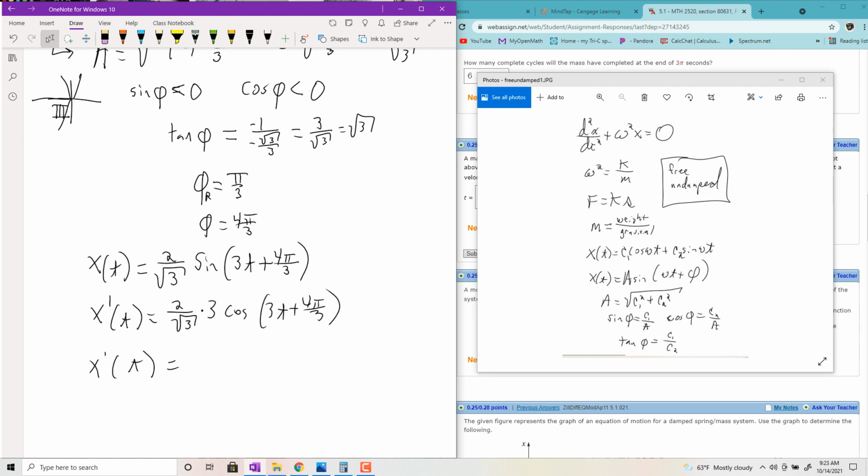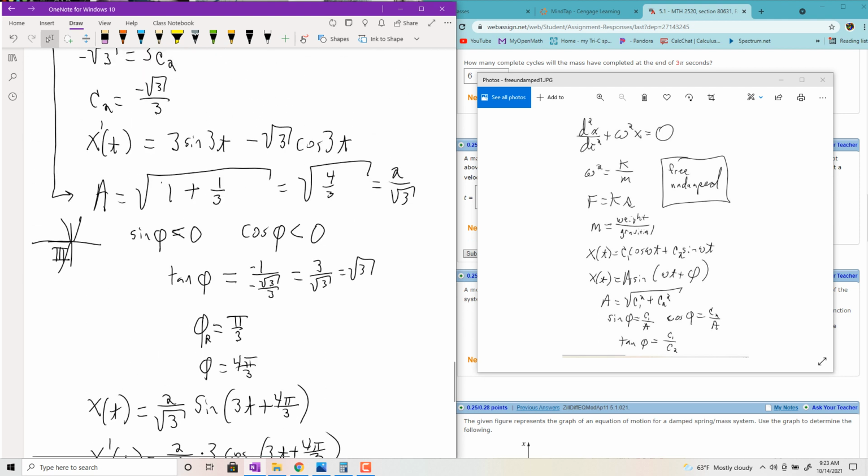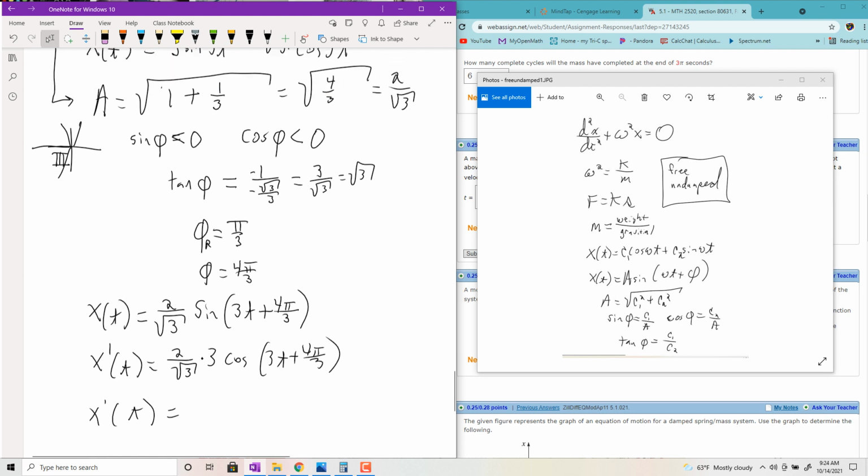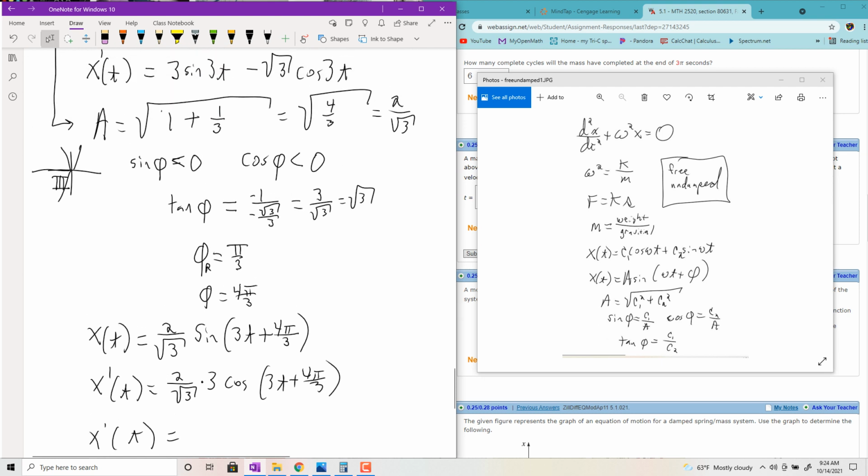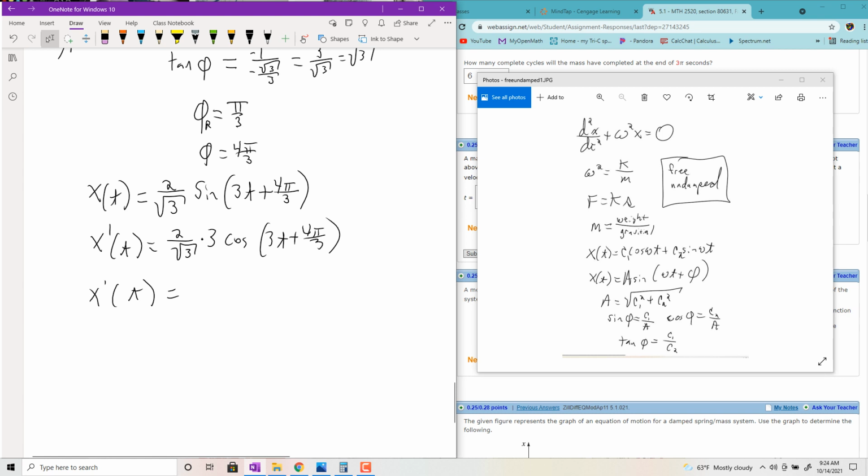x prime of t is going to be, I guess, 2 root 3. Is that right? What the heck was A again? Yeah, A is 2 over root 3. And then when I took its derivative, the chain rule would give me a 3 in there. So it's going to be 6 all over root 3 cosine of 3t plus 4 pi over 3. And we need to set that equal to 3 to find when the velocity is 3.